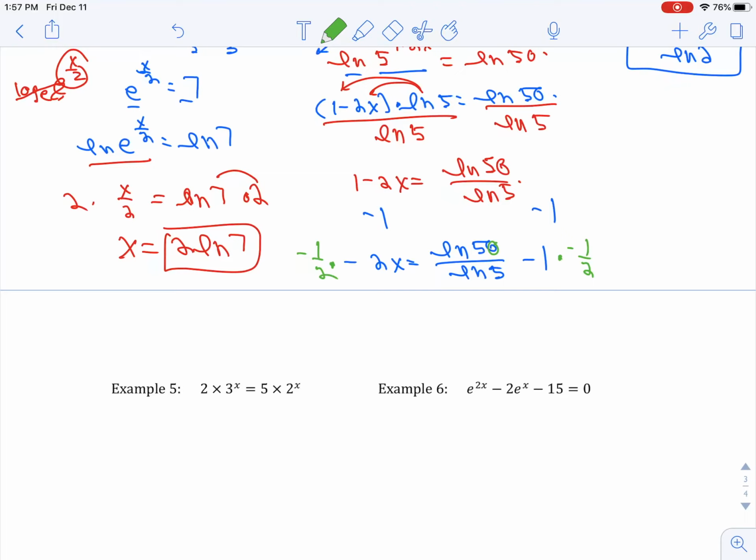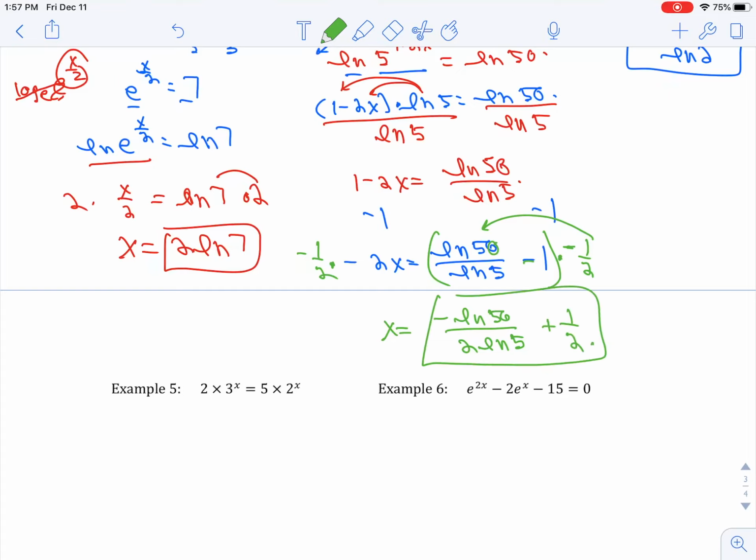So now on this side, we just get x is equal to, and you have to be really careful here, it's negative 1/2 times the quantity. So when I multiply this times this, I'm going to get negative natural log of 50 divided by 2 natural log of 5, and then negative times negative is going to give me plus 1/2. And that should be the correct answer for that one.